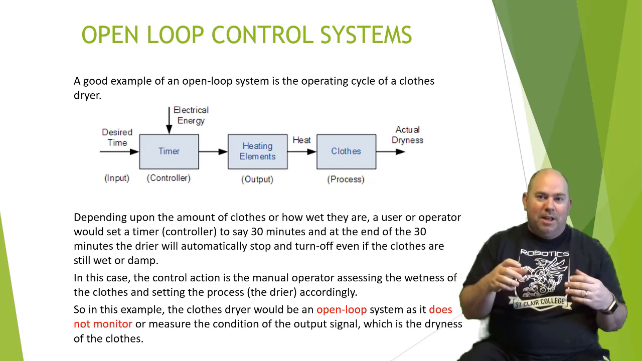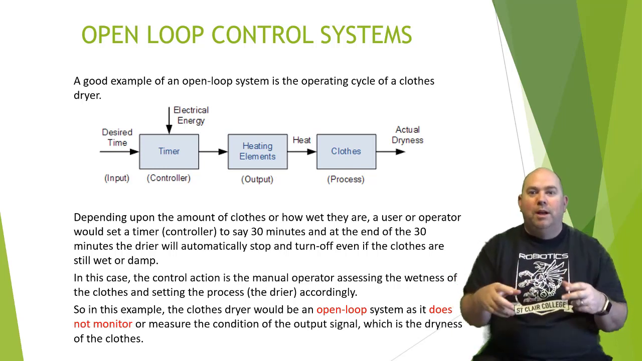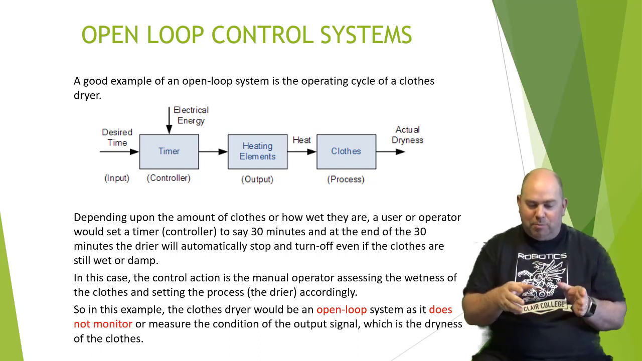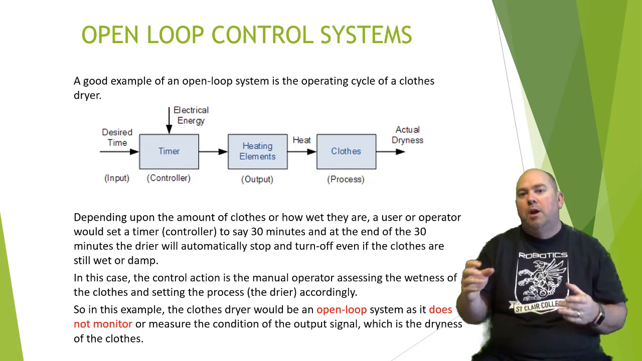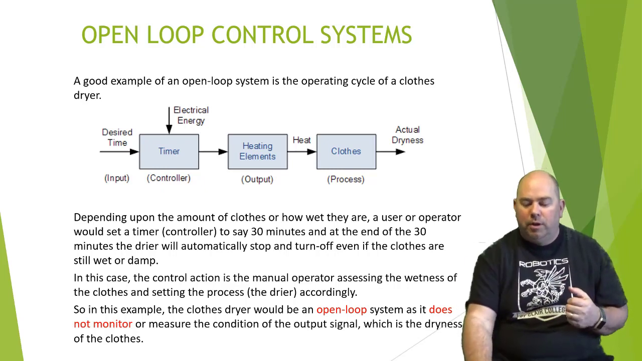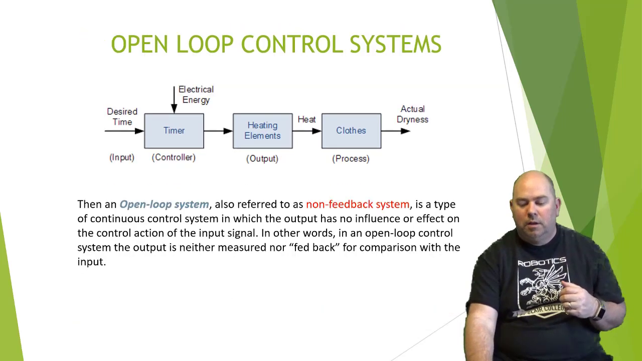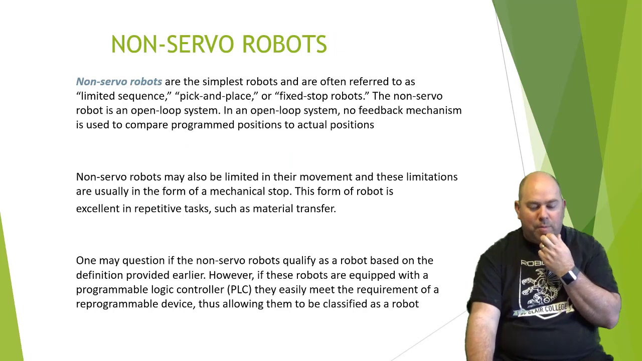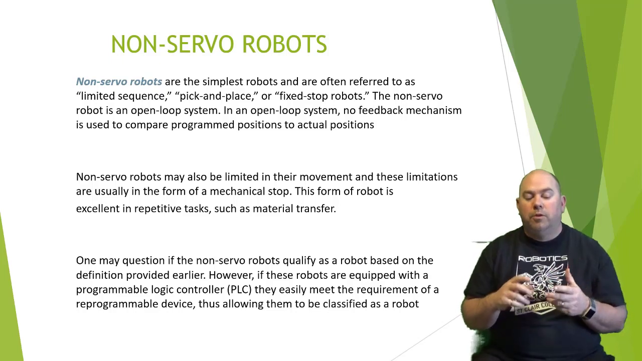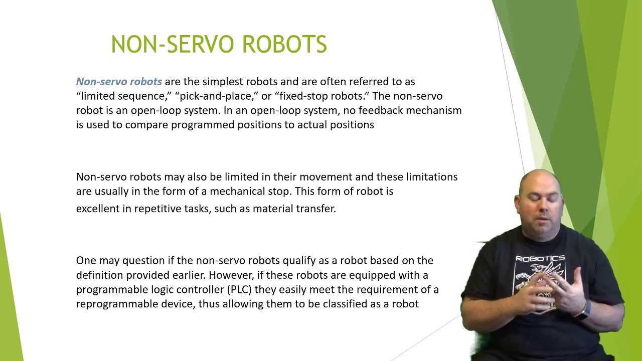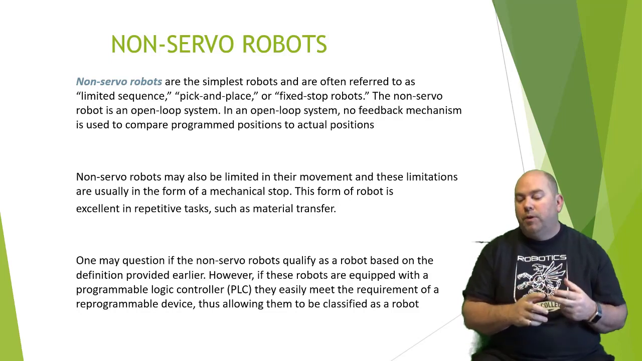It's not checking with the outside world for anything else. Everything is just based on time. So that is basically an open loop system. No sensing of the outside world. That is open loop. Okay, we call that a non-feedback style system. So non-servo robots were like this as well. So these would basically be the simplest type of robot, like a pick and place or a fixed stop robot.